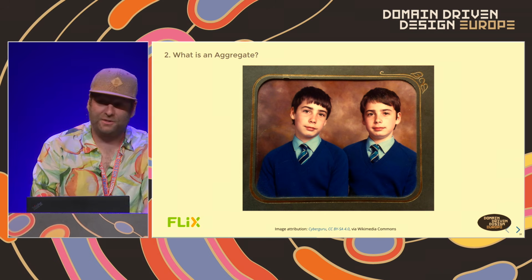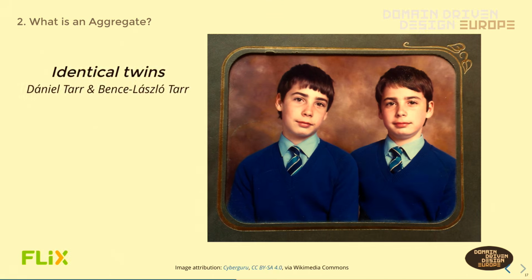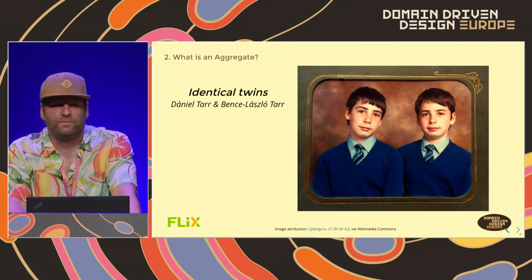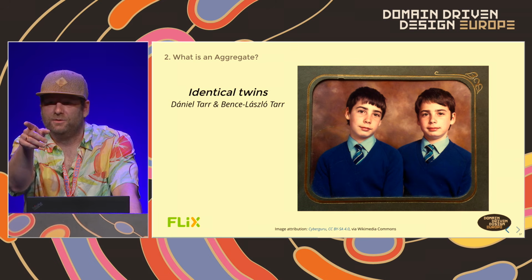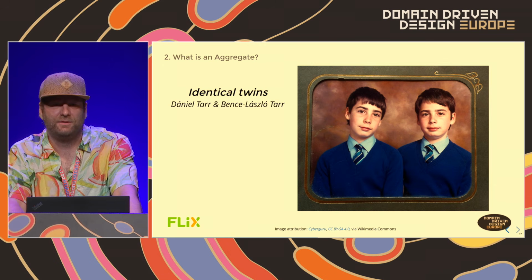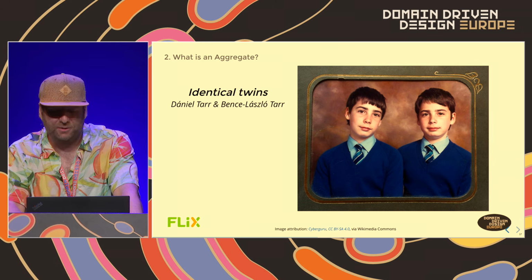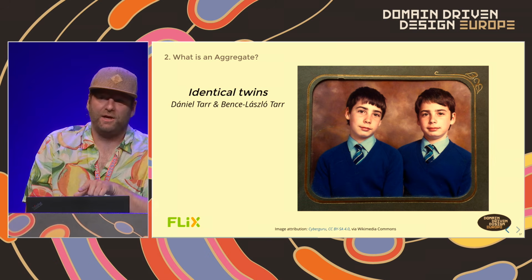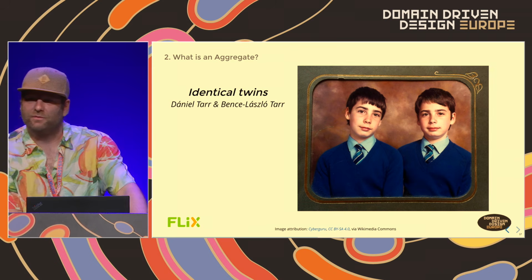So these are two identical twins. They're called Daniel Tarr and Ben Laszlo Tarr. Who here thinks that Daniel is on the left? 1, 2, 3. Who here thinks that Daniel is on the right? OK. Thank you. Daniel is on the right. I switched the names to confuse you.